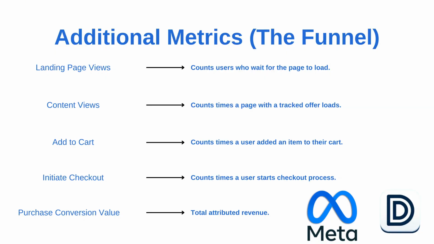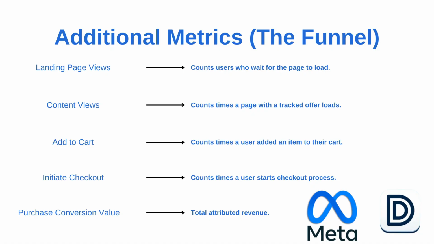Content views counts the times a page with a product offer loads. So I might go to your website and check out the product that you're promoting. But if I'm also doing more shopping around and checking out other products on your page, that content view number might go up. On the other side, I might click on your link and go to a page that's just a blog with no offer on it at all, in which case I will get a landing page view, but no content view.